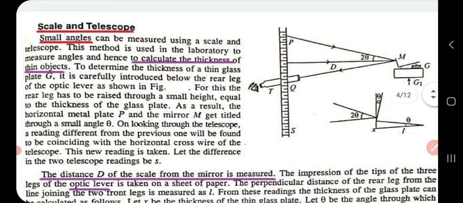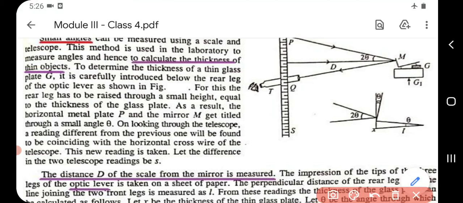Okay, now to determine the thickness of a thin glass plate G. Here our aim is to determine the thickness of a thin glass plate, which is denoted by the letter G. So we are given a thin glass plate and you are asked to measure its thickness using the scale and telescope method. First of all, you place that given thin glass plate below the rear leg of an optic lever.